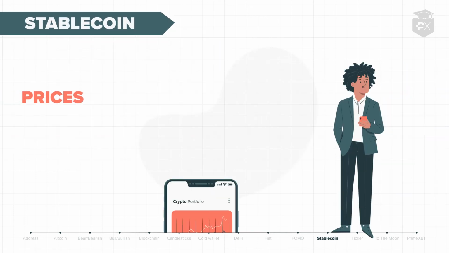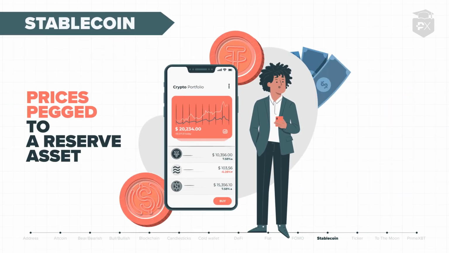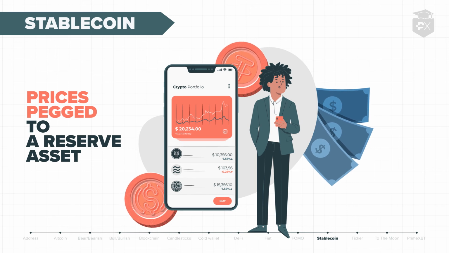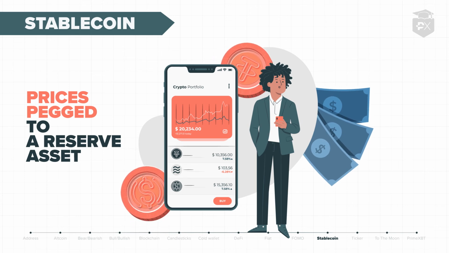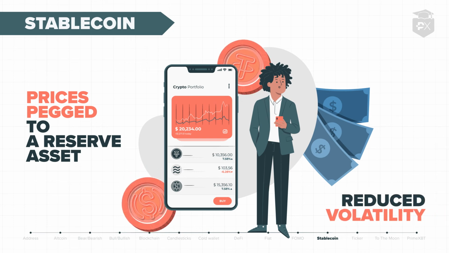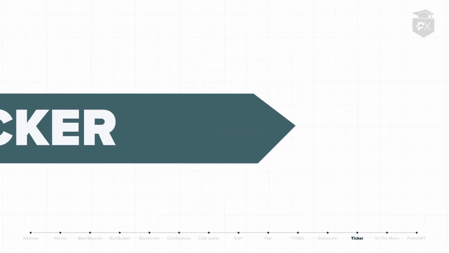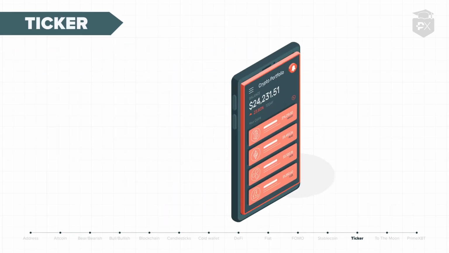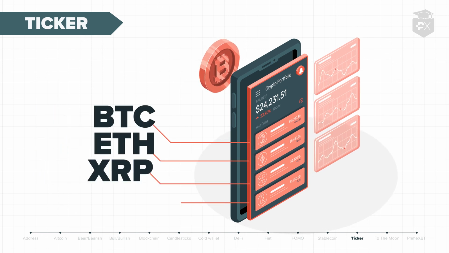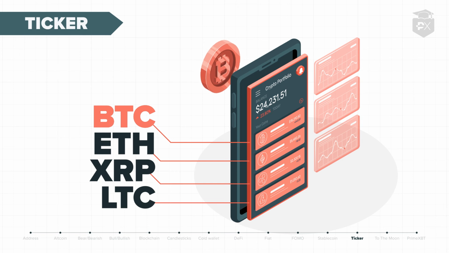Stablecoin. A cryptocurrency where price is pegged to a reserve asset such as gold or US dollar. It's basically a bridge between the world of crypto and fiat money, with reduced volatility compared to unpegged cryptocurrencies like Bitcoin. Ticker. It's a unique cryptocurrency identificator which comes in the form of an abbreviation. For example, Bitcoin has BTC.